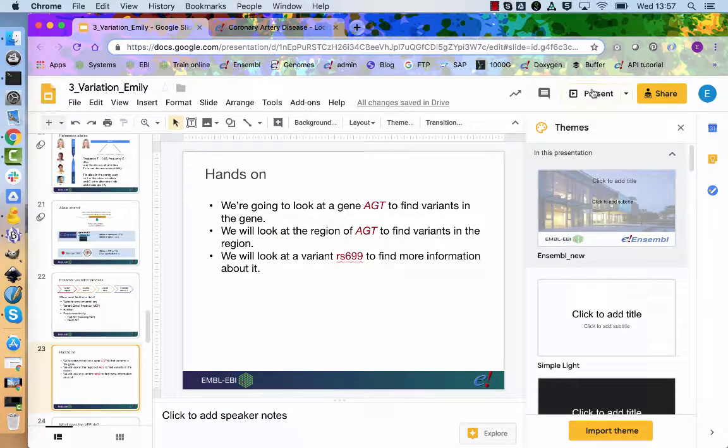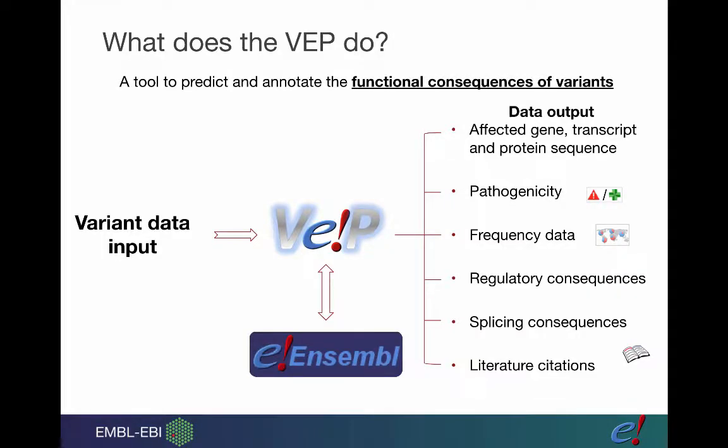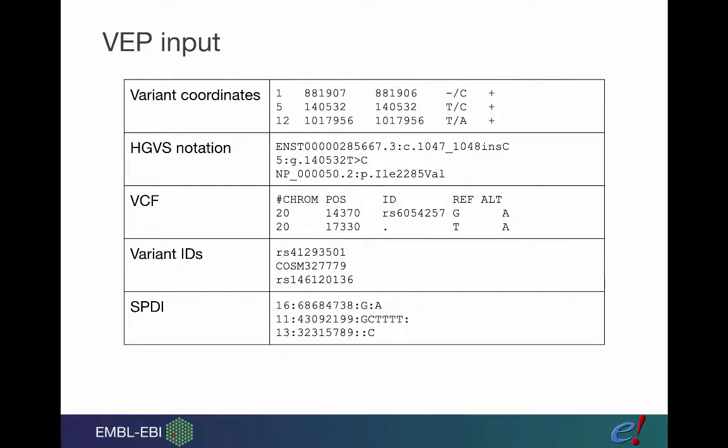The variant effect predictor is a tool to predict and annotate the functional consequences of variants. As part of our data pipeline, we analyse the variants to see what genes they fall in, find out information about them, and link to other data. If you've got a list of your own variation data, maybe you've done some variant calling, you can actually run the VEP and do similar kinds of analyses on your list of variants.